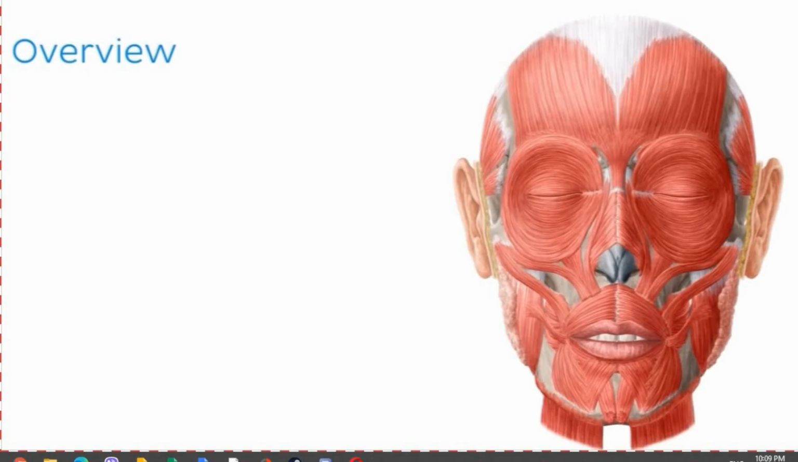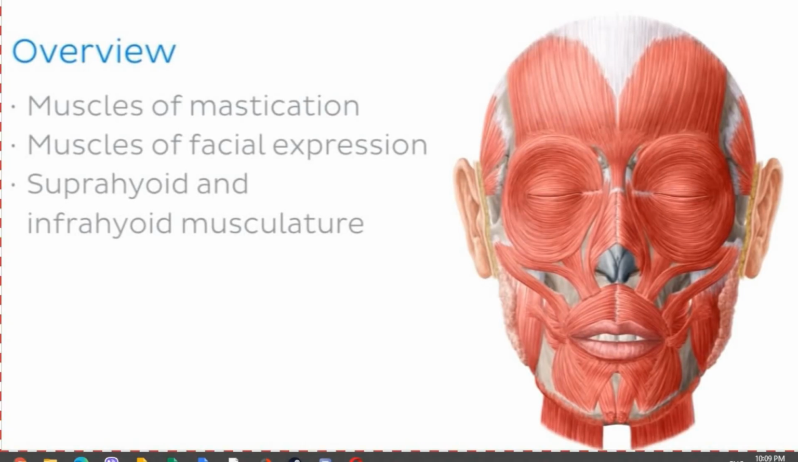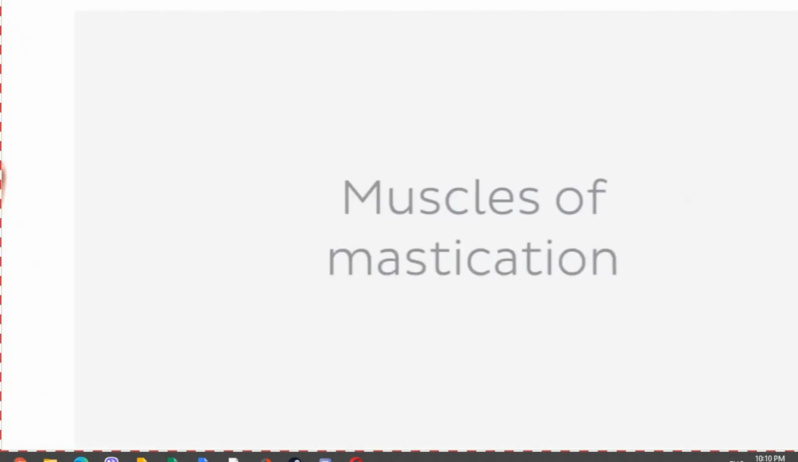In this tutorial, we will look at some of the main muscles that are found in the head and the neck, including the muscles of mastication, the muscles of facial expression, the suprahyoid and infrahyoid muscles, and the muscles of the lateral neck. Let's begin by taking a look at the muscles of mastication.